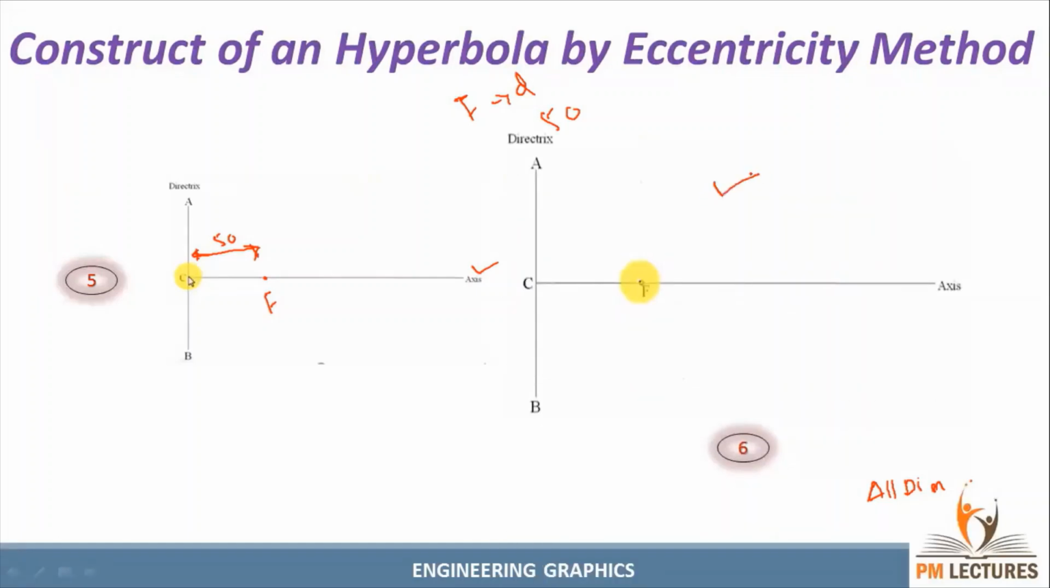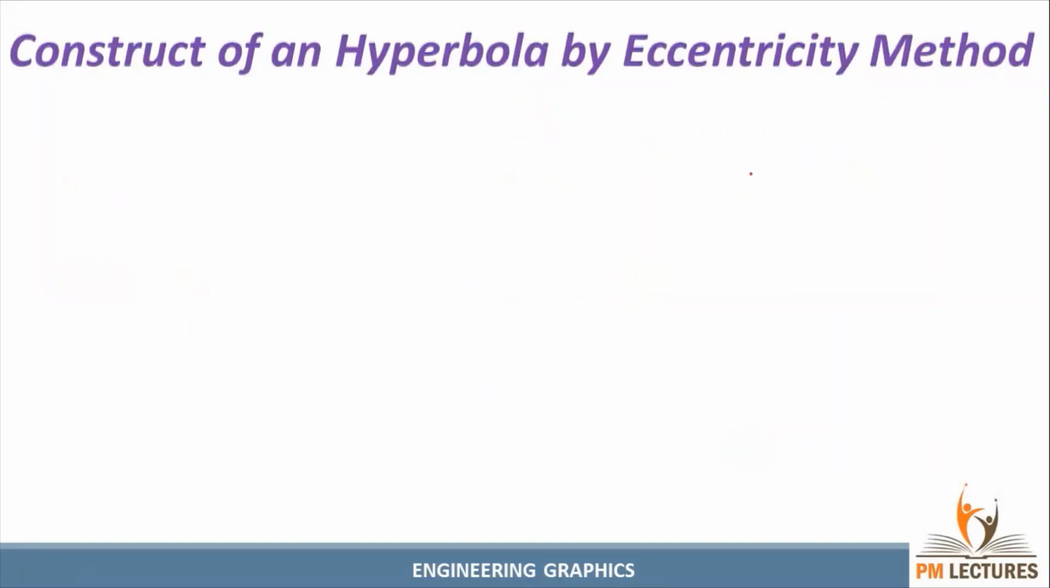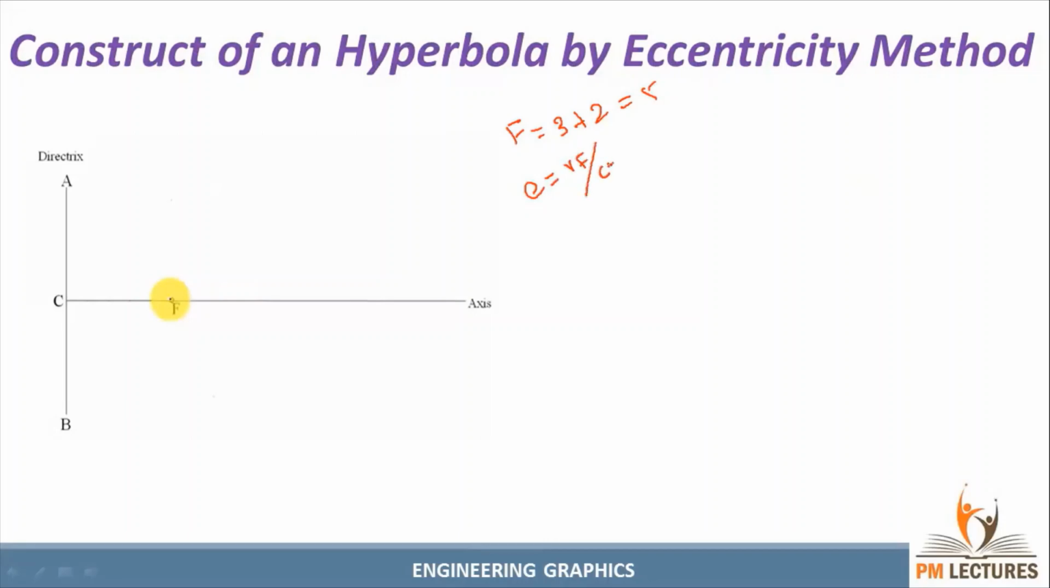It's clear, you know. Fine. Let's see now. Next step: after marking the focus point, you need to divide the distance between C and F into 5 divisions. Each division is 10 mm. For that purpose, we use this value for F, 3 plus 2, that is 5. We get this value from E equal to VF divided by CV, that is 3 by 2. You add the numerator and denominator values, and divide the distance into 5 equal parts.